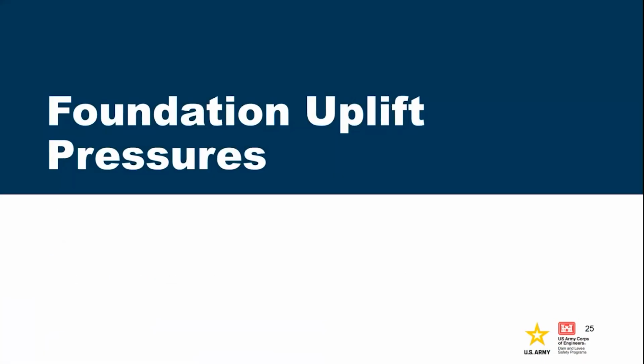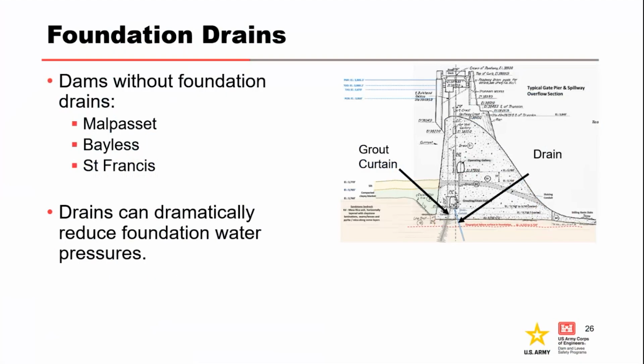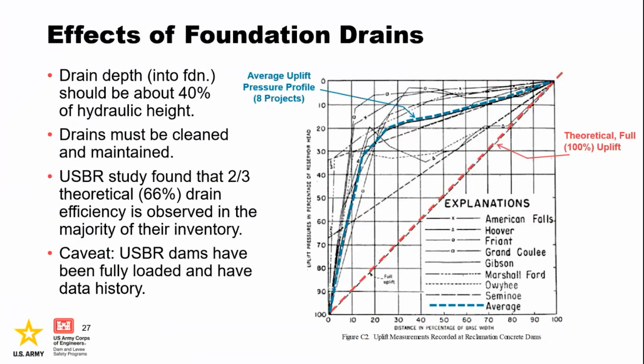So I'm going to touch on foundation uplift pressures. Foundation drains are installed in concrete gravity dams to reduce uplift pressures and increase their stability. Notable failures of concrete dams that did not have foundation drains are Malpasset, Bayless, and St. Francis Dam. Foundation drains are typically considered the first line of defense against foundation instability.